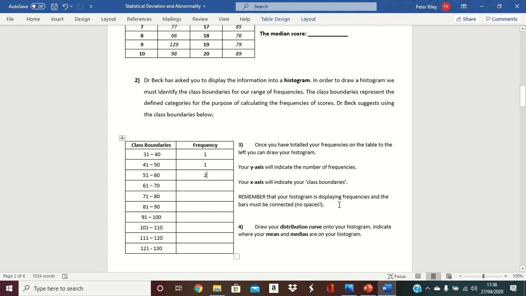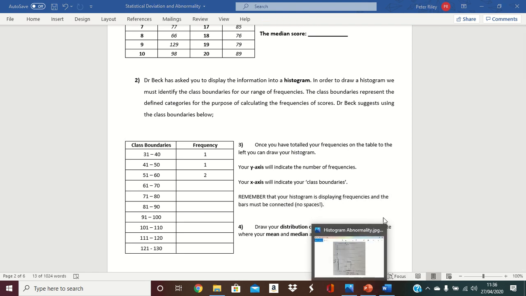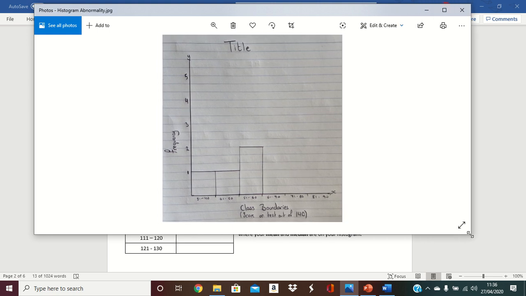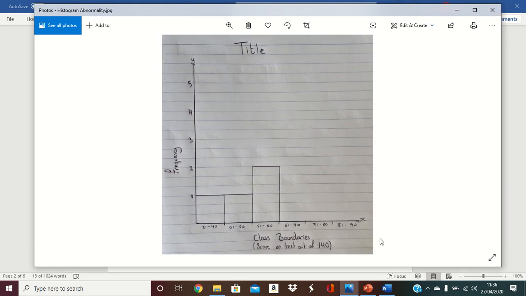Once we've done that, we could then actually display and draw our histogram. So your histogram will effectively look something similar to this. Now, I haven't drawn this histogram in as much detail as required. I haven't included a title, but I have displayed the three frequencies of the class boundaries that we've just calculated. You would have to do that for all the boundaries.